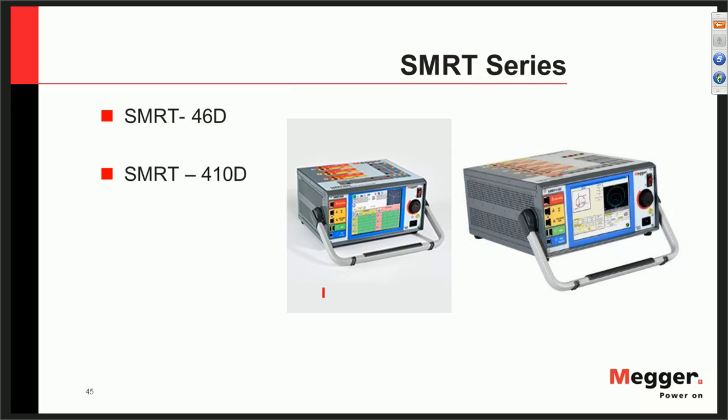We do have, as Megger, some protective test equipment called SMRT that can do all this testing for you. The product range includes the SMRT 46D, which is a 4 voltage channel, 6 current channel unit, and it has a display. And the 410D has 4 voltage and 10 current channels.